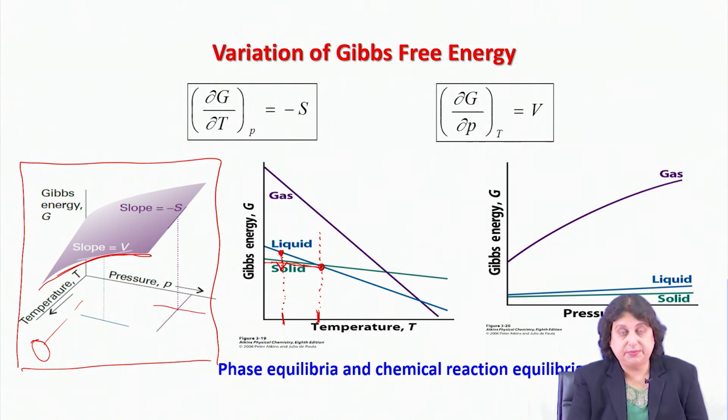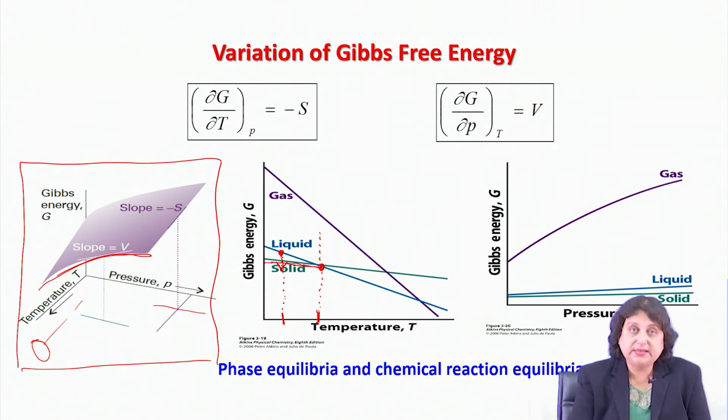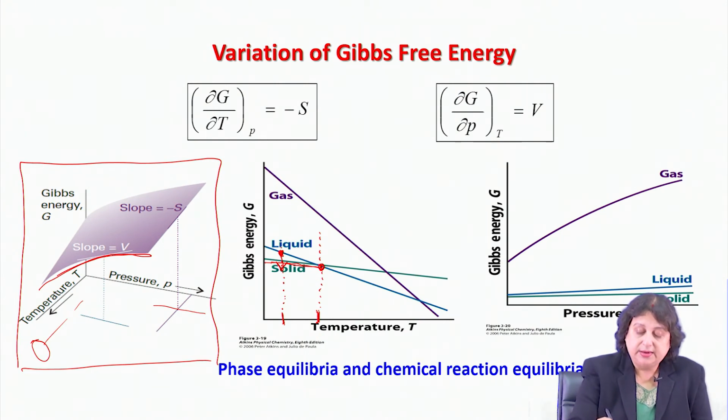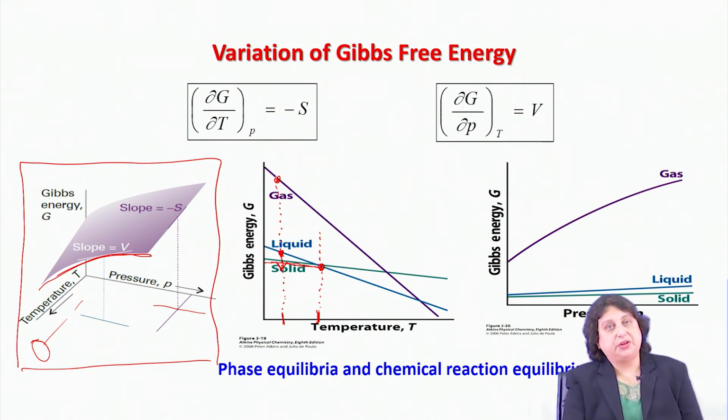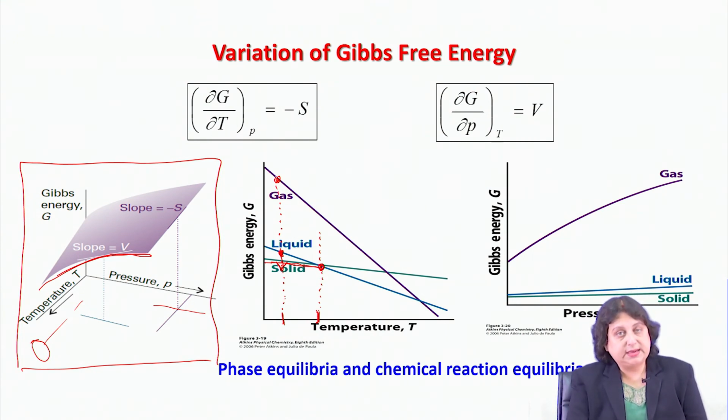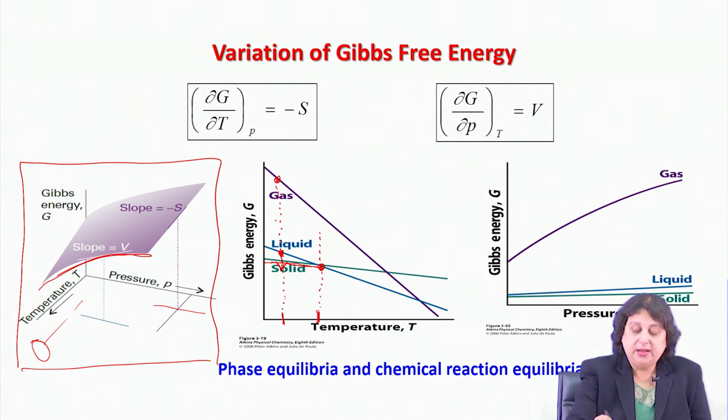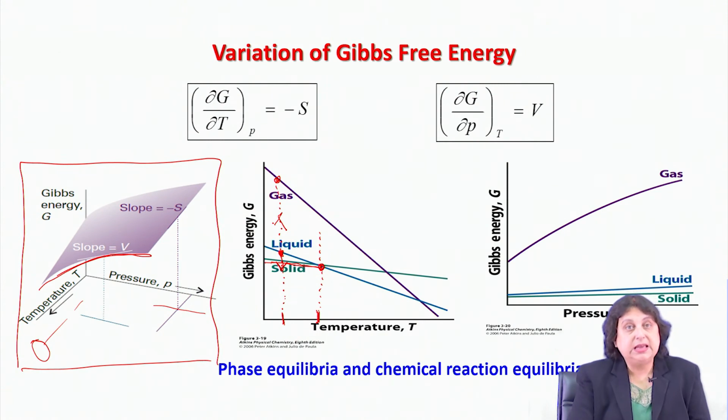Why didn't the system go to the gas phase? The supercooled liquid did not go to the gas phase at this temperature and pressure. Why is that so? That is because if it did so, then there will be a net increase in the Gibbs free energy as the system passes from the liquid state to the gas phase. And this is not the direction of spontaneous change as a result.